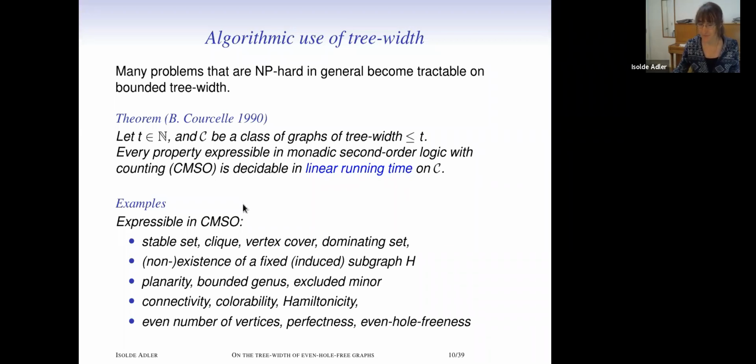So you can express the stable set problem, clique, vertex cover, dominating set. You can express the existence or non-existence of a fixed subgraph, induced subgraphs, planarity, bounded genus, excluded minor, connectivity, colorability, Hamiltonicity, having an even number of vertices, that's where the counting comes in, and being a perfect graph, and being an even hole free graph.